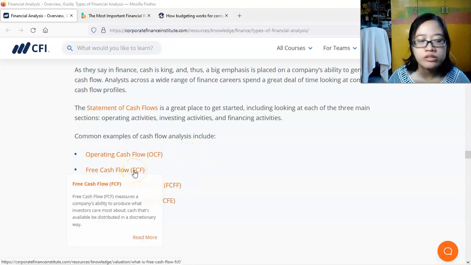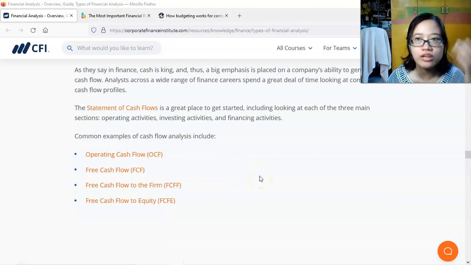Okay? So, yan, operating cash flow, amount of cash generated by regular operation of the business. Normally for 1 year. And then you have your free cash flow. Ibig sabihin nun ay, a company's ability to produce what investors care most about. Cash that's available to be distributed in discretionary way. Okay? So, pwede kasi you have your cash, diba?